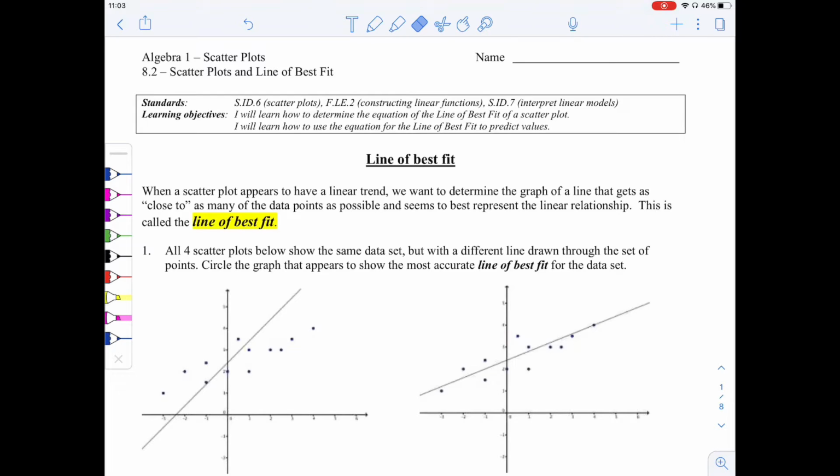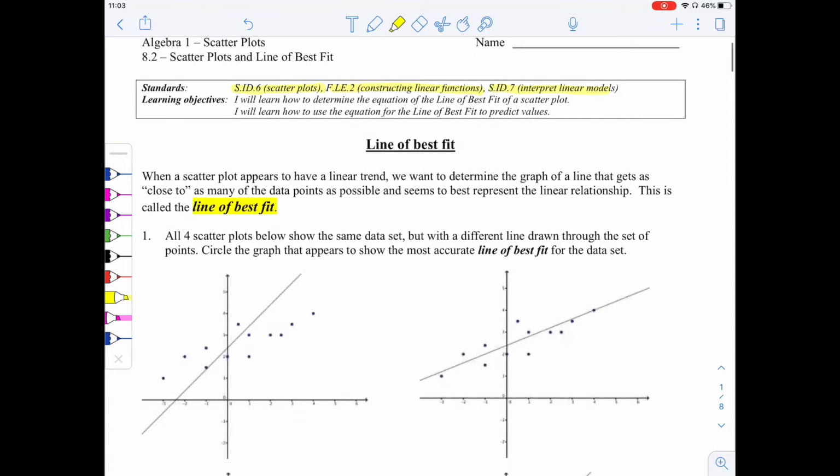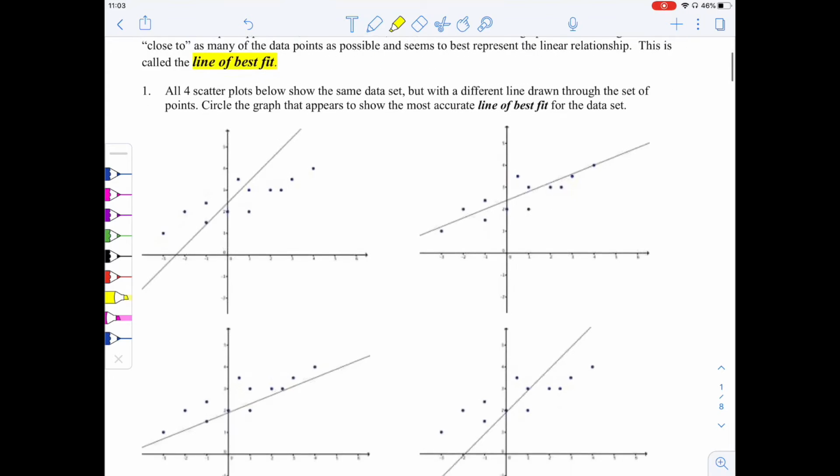Welcome everybody, this is 8.2 scatter plots and line of best fit. We're going to go over scatter plots and constructing linear functions from that scatter plot and being able to interpret linear models, which is word problems. So line of best fit.